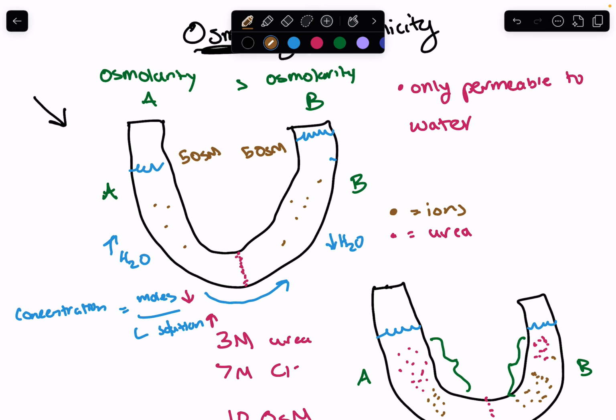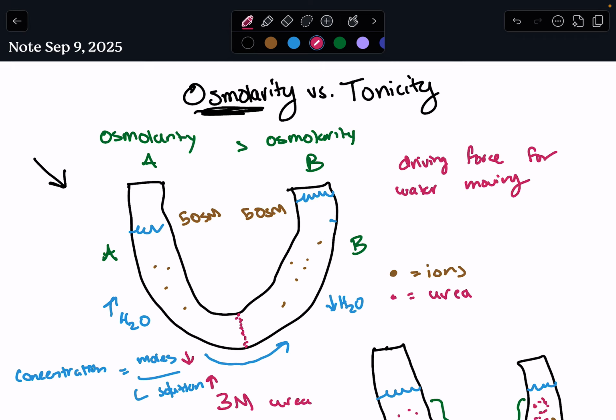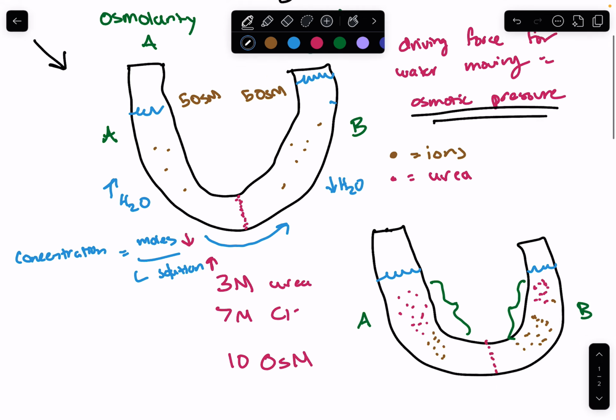And the driving force for this is a term that you may be familiar with. Apologies, I don't have too much space, I'm just going to try to work with what I have. But this driving force for water moving is what we call the osmotic pressure. This is a really important concept for us to understand. Now, this is the first video, and in the second video, we're going to cover tonicity.